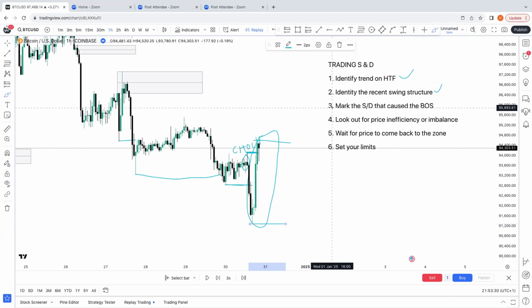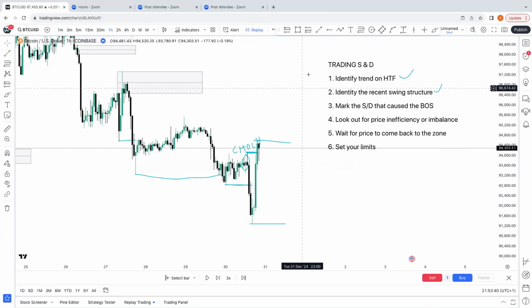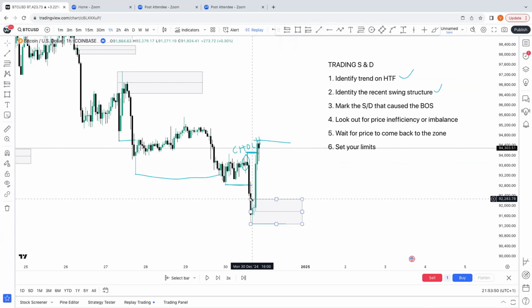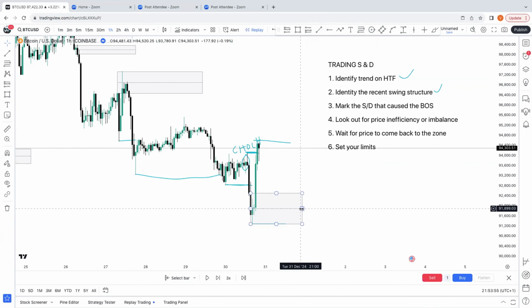And the number three requirement says mark the supply or the demand zone that caused the BOS, the break of structure or the change of character. In this case, we are using the demand zone, so we're just going to go ahead and mark this zone. This is the bearish candle that was responsible for it. I like to mark only the body of the candle most of the time. So now we've marked out the zone that was responsible for this push to the upside.